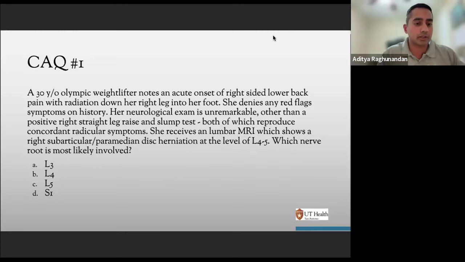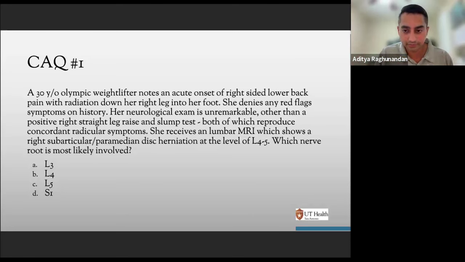You have a 30-year-old Olympic weightlifter who notes an acute onset of right-sided lower back pain with radiation down her leg into her foot. She denies any red flag symptoms on history. A neurologic exam is unremarkable other than the fact that she has a positive straight leg raise and a positive slump test, both of which reproduce concordant radicular symptoms. So concordant means the same pain that she's coming in with. She receives a lumbar MRI, which shows a right subarticular/paramedian disc herniation at the level of L4-5. Which nerve is most likely involved?